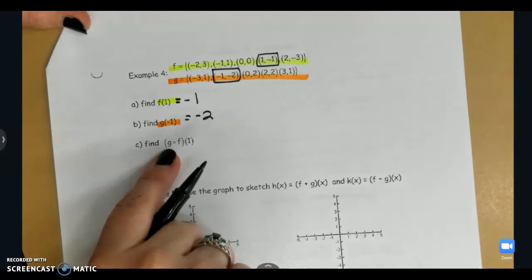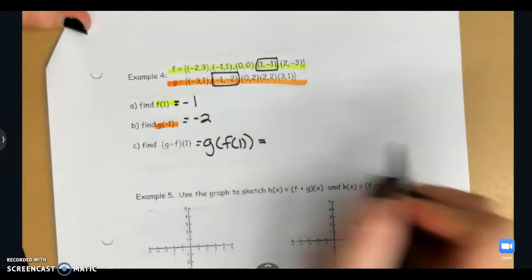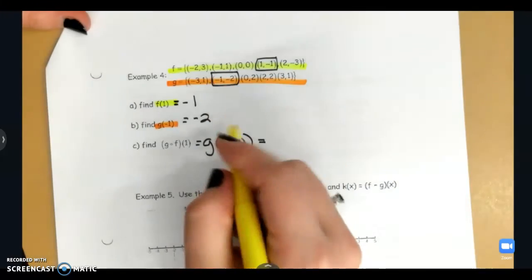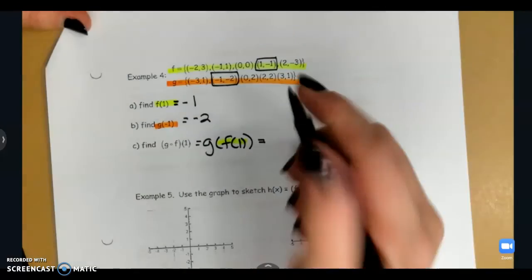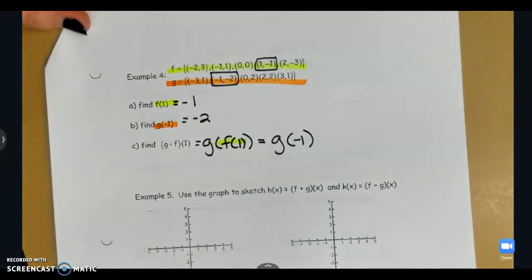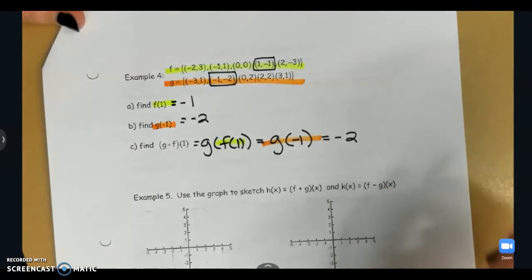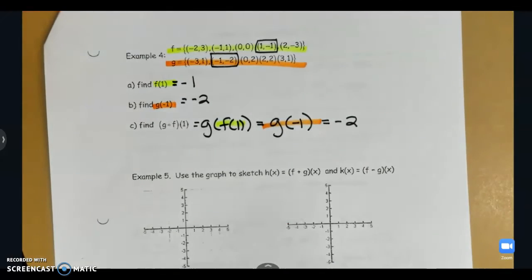Part C, we're looking for g of f of 1. So remember, that's like writing it this way. And we want to work from the inside out here. So first we want to find f of 1, which we already did in part A. So I'm looking for g of negative 1. So I'm going to look in my g function now for negative 1, and that is negative 2. So with these types of problems, you want to work from the inside out. So now briefly, I want to go over a couple examples from your homework.